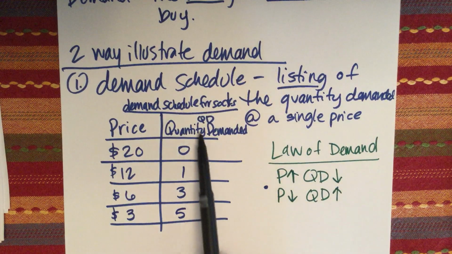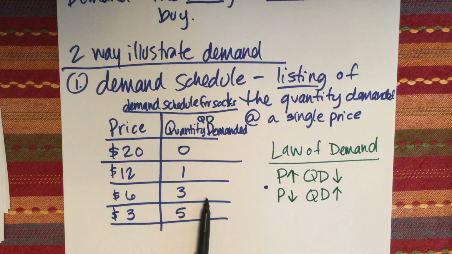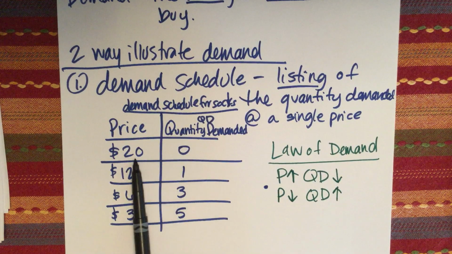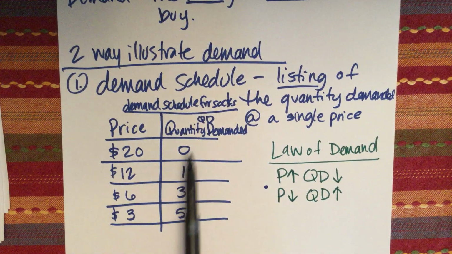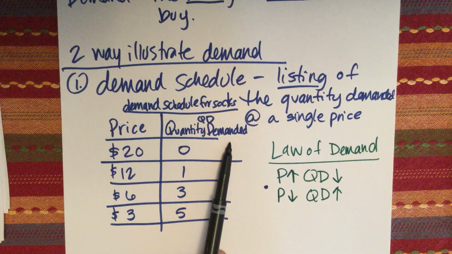So the very first way to illustrate demand is by using this T-chart, where again you have price on one side, you have quantity demanded on the other, and it just basically shows the amount that you are buying at that single price. And that's basically it. The amount that you buy is the quantity, how much that you're demanding, that you're willing and able to buy.